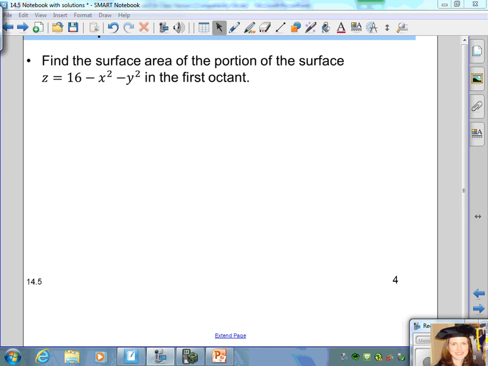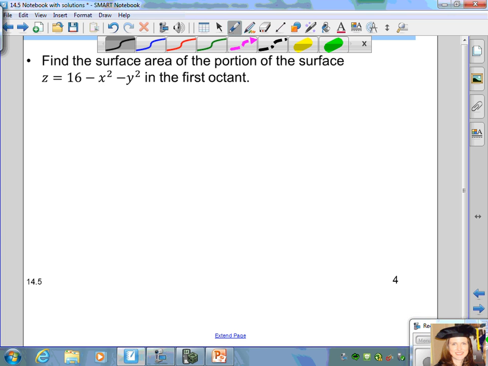Let's find the surface area of the portion of the surface z equals 16 minus x squared minus y squared in the first octant. Now recalling what these surfaces look like back from chapter 11, we have z equals 16 minus x squared minus y squared. This is an elliptic paraboloid that actually opens down.